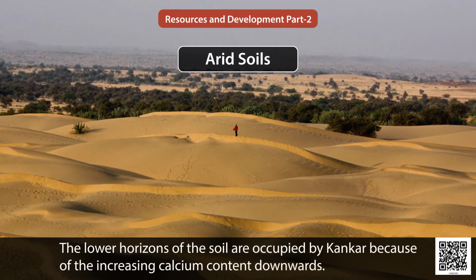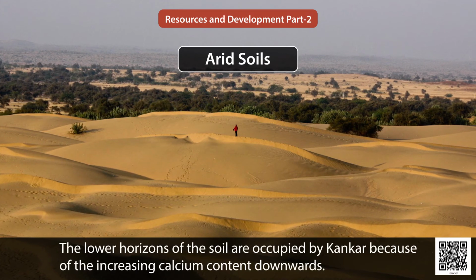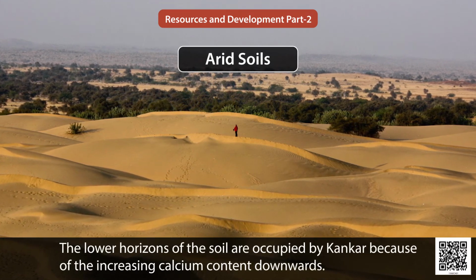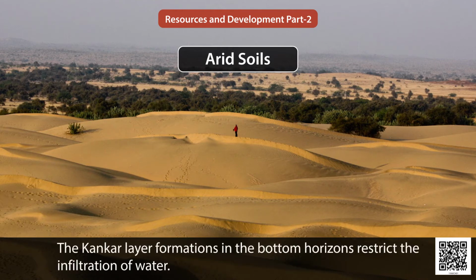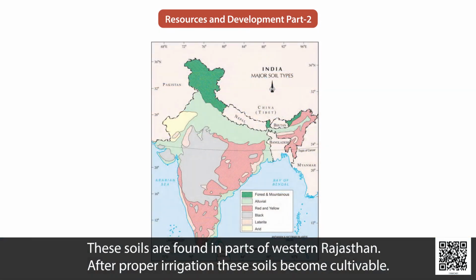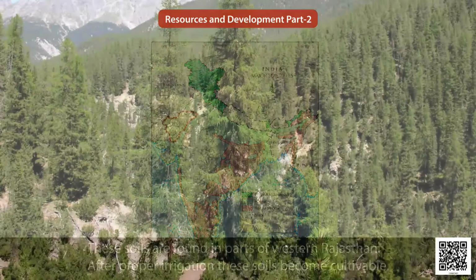The lower horizons of the soil are occupied by kankar because of the increasing calcium content downwards. The kankar layer formation in the bottom horizons restrict the infiltration of water. These soils are found in parts of western Rajasthan. After proper irrigation, these soils become cultivable.